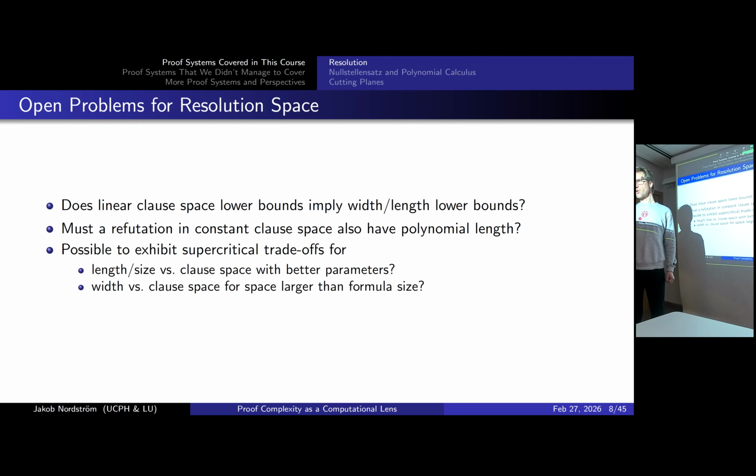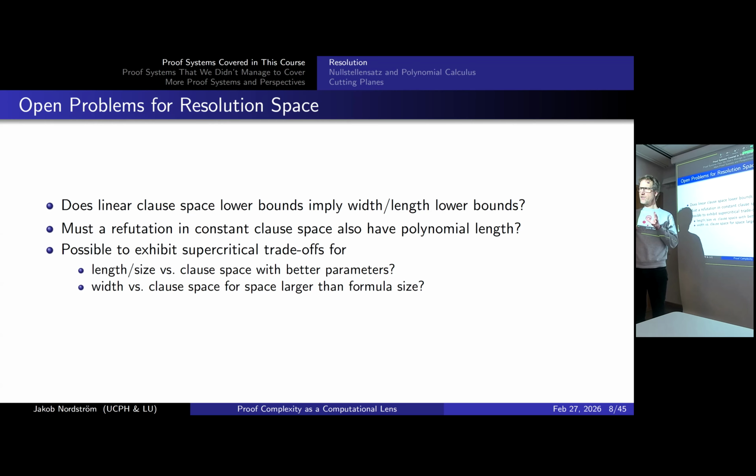And you could ask whether this is a coincidence, or whether closed space and size are completely unrelated if it goes all the way up to linear. Are there formulas that are optimally hard for closed space that are still easy for length? Now we know that these can't be pebbling formulas, because pebbling formulas are refutable in linear length, and then we know the space is at most n over log n, so they would have to be something slightly different.